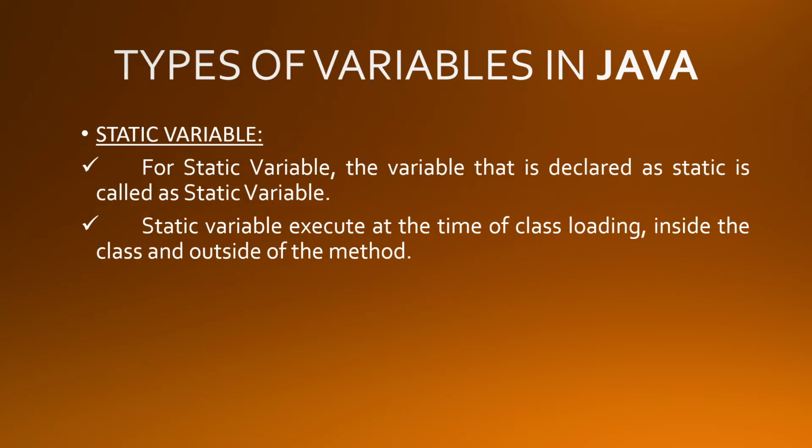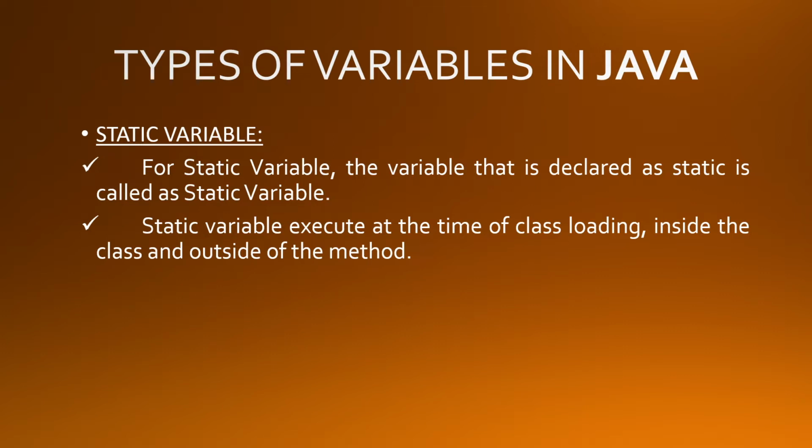The next slide is about what a static variable is. A variable that is declared with the static keyword is called a static variable. A static variable is declared inside the class and outside of the method, and it executes at the time of class loading only.